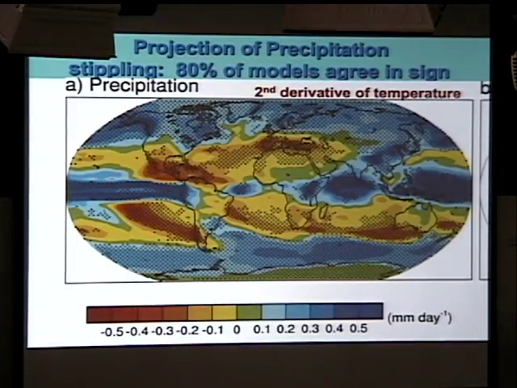So, precipitation. Society doesn't care about a half degree change in temperature, doesn't care about a 1 degree change in temperature. We care about changes in precipitation, especially changes in precipitation extremes.